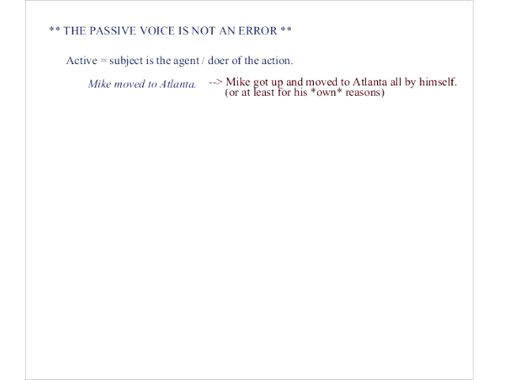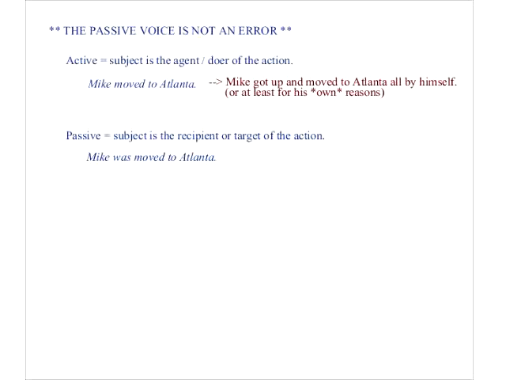All right, on the other hand, the passive voice. Again, if you don't know what active and passive are, make sure that you look that up on the internet for more examples. But passive just means that the subject is the recipient or target of the action. So if you say something like, "Mike was moved to Atlanta," this is also correct. It just has a different meaning.